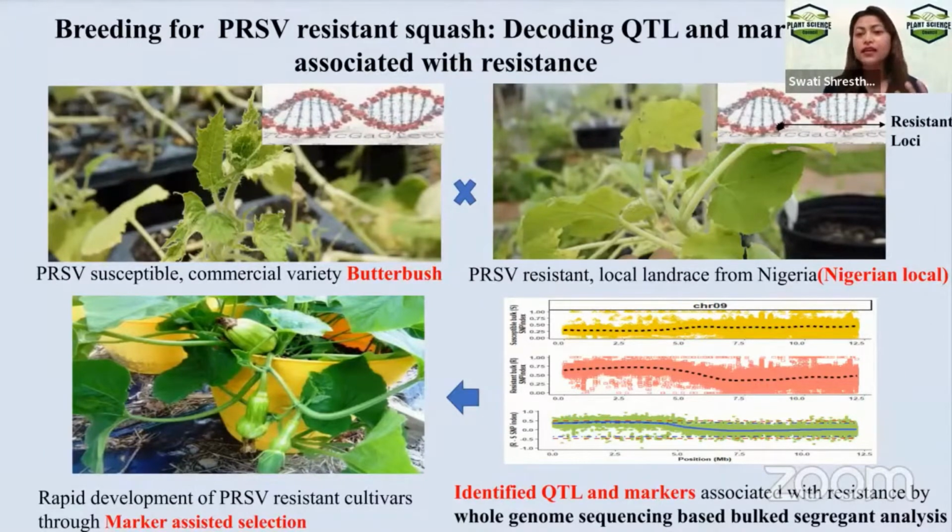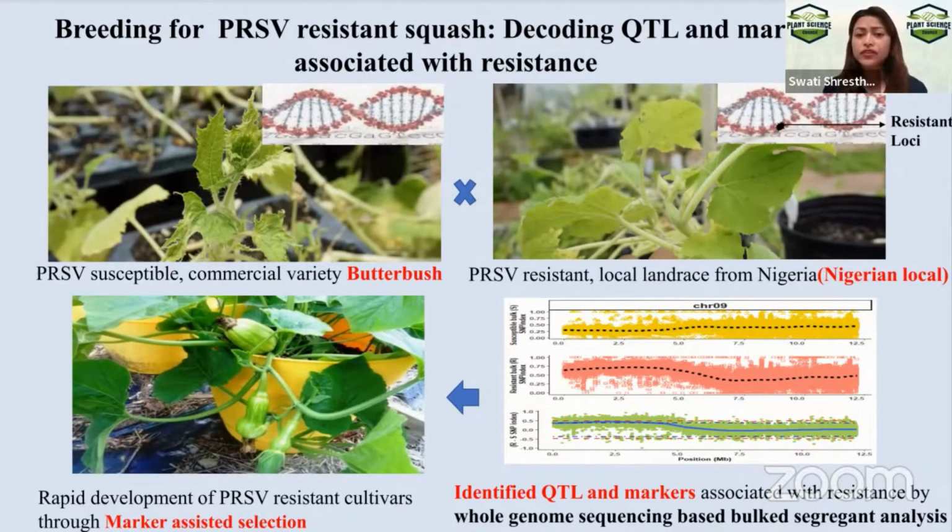Luckily, a natural source of resistance to PRSV has been reported in a local squash landrace from Nigeria called Nigerian local, and many breeding programs seek to transfer this resistance into commercial lines. Unfortunately, genes and QTL associated with resistance remain unknown, making the breeding program tedious and less effective.